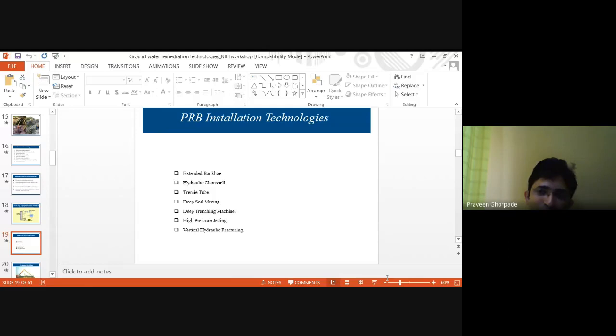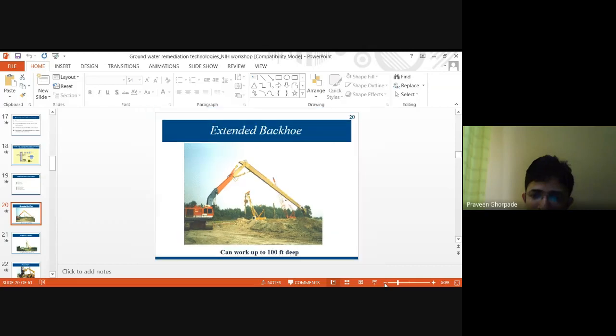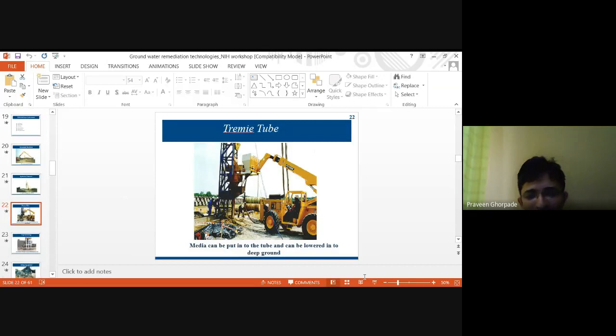The technologies I'm discussing with you are my exposure from 2009 onwards. So you can say around 10 to 12 years of technology is what I'm showing you here. This is an extended backhoe, which is used to remove the soil. It can go up to 100 feet deep. And you can see that a hydraulic clamshell is there, and it will dig up to 150 feet inside. So these are some of the technologies which are used.